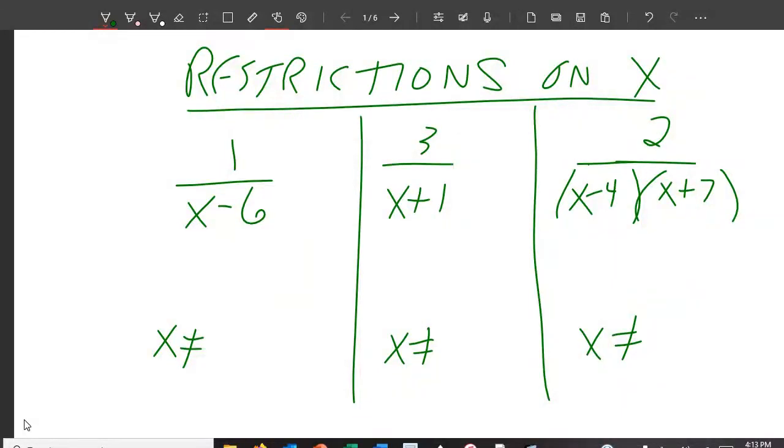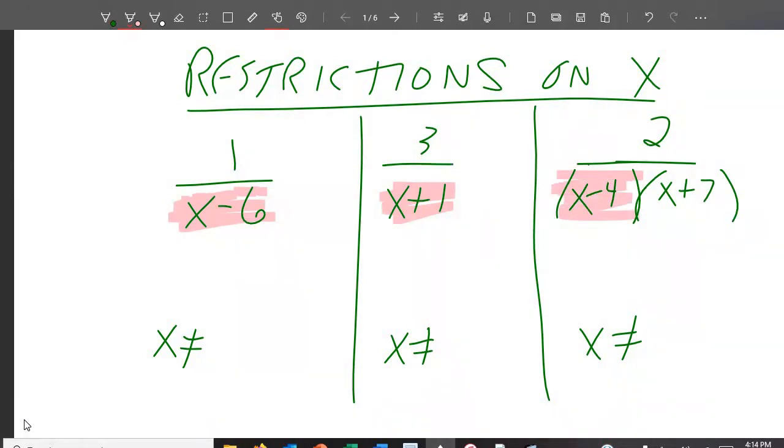Okay, solving rational equations with binomials and trinomials in the denominator. So I want to talk about what we call the restrictions on x. In the previous lesson, we had restrictions on x which were 0 because we had monomials in the denominator. This time, though, we're going to have binomials in the denominator.